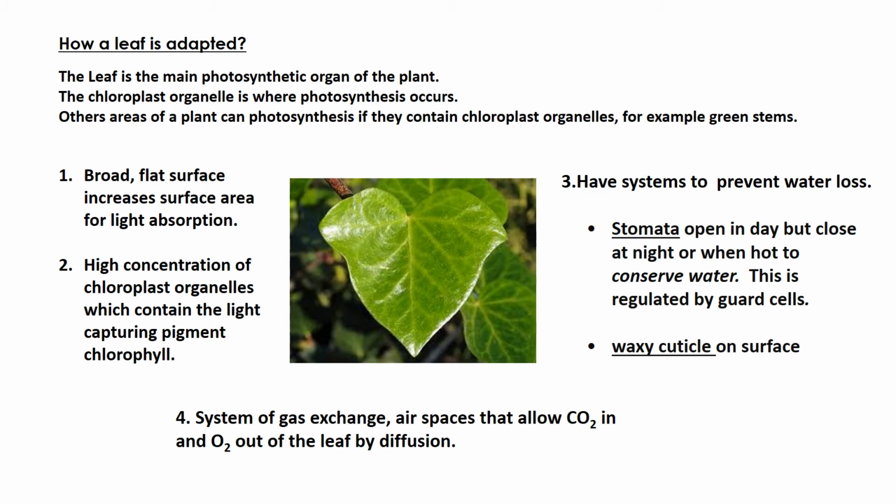Within my leaf structure itself, there are pockets of space, and that allows CO2 and O2 to enter and leave the leaf by the process of diffusion. So that's the movement from high to low concentration. Now, by ensuring that they're close to the edge, it gives you a short diffusion distance. Those of you doing the higher tier, we need to be talking about those short diffusion distances.